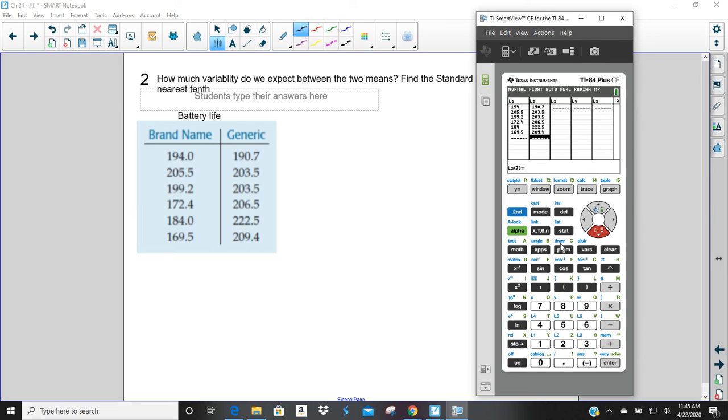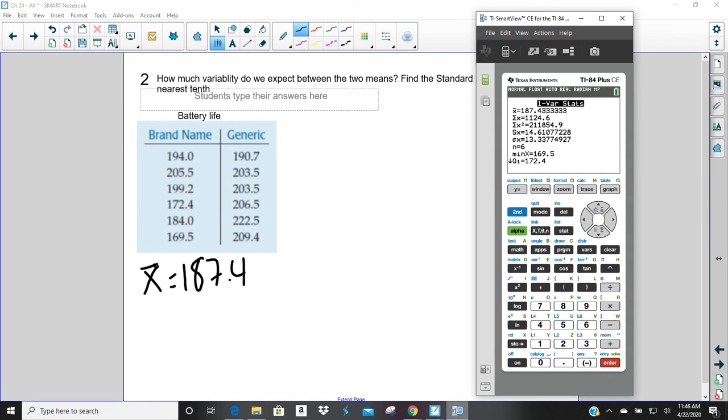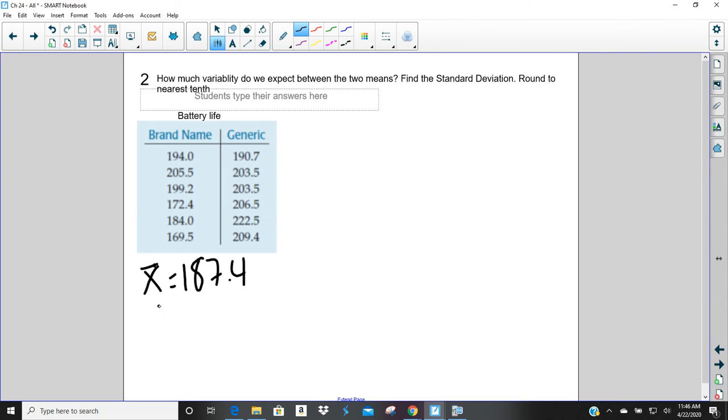Okay, so to find the standard error for each of them, I'm going to do stat, calc, 1-var stat. My frequency list for the first one for the brand name is going to be L1. And you know what I'm going to do? I'm going to write two things down. I'm going to write down the x bar, which is 187.4. And I'm going to write down my standard deviation. Remember, it's sample, which is 14.6. Okay, that's for brand name.